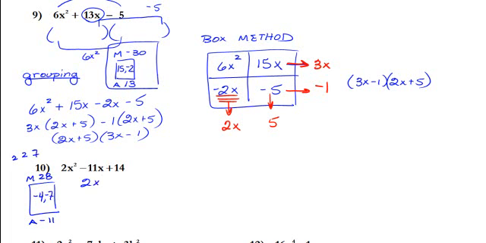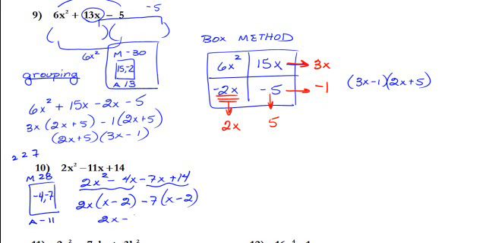Okay, so 2x squared minus 4x minus 7x plus 14. 2x, x minus 2, negative 7, x minus 2. 2x minus 7, x minus 2. Okay, regardless of what method you used, your answer will be 2x minus 7 times x minus 2.